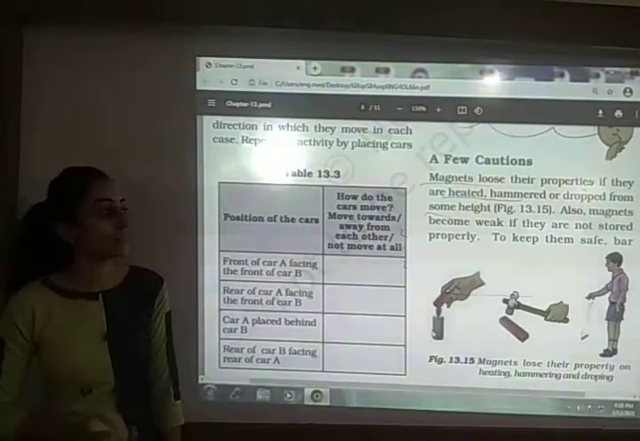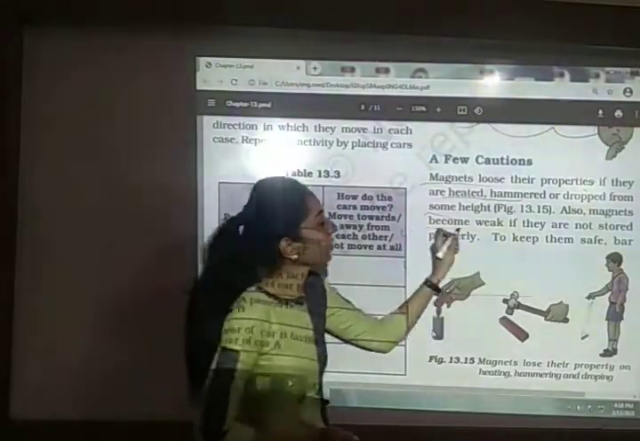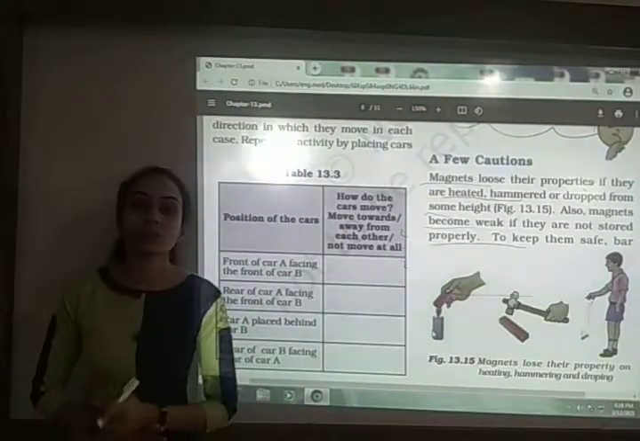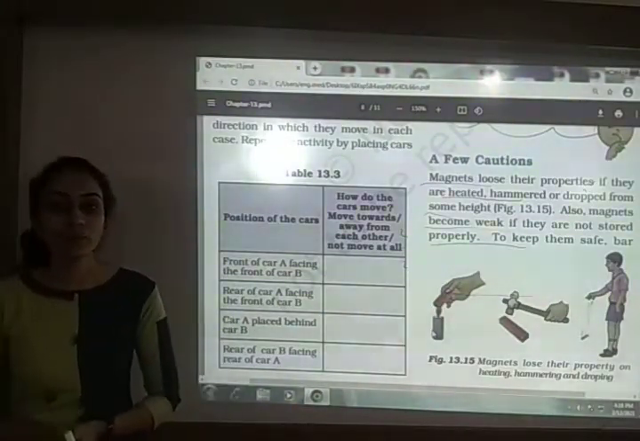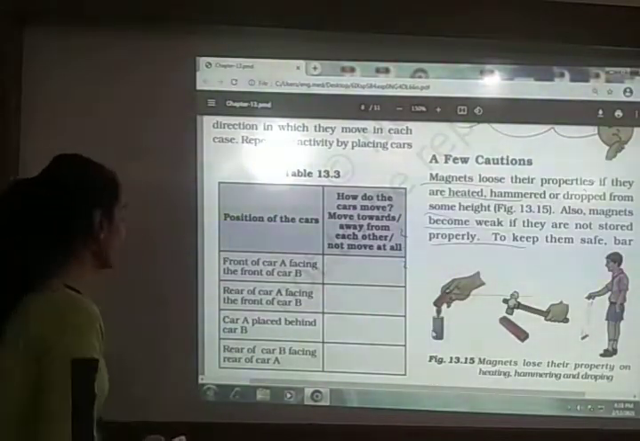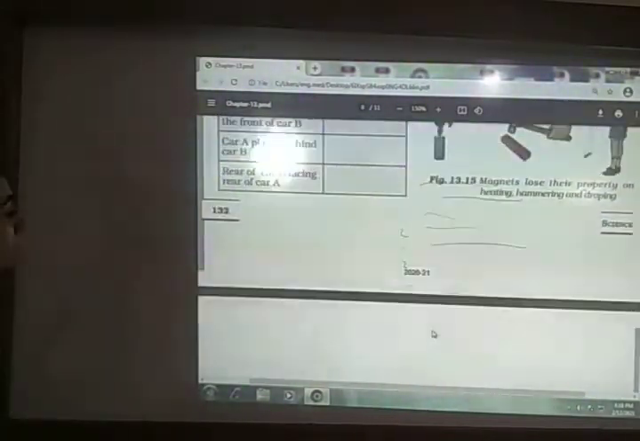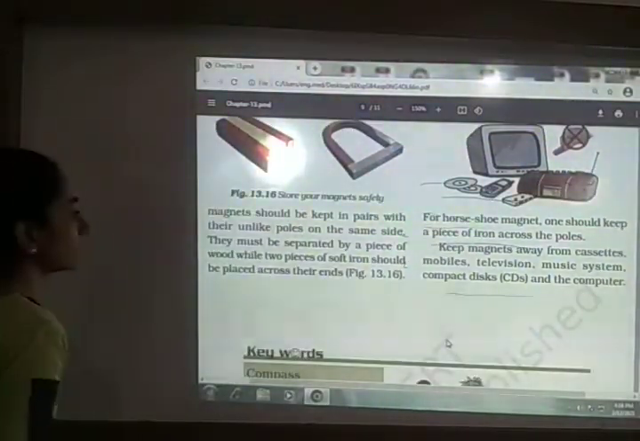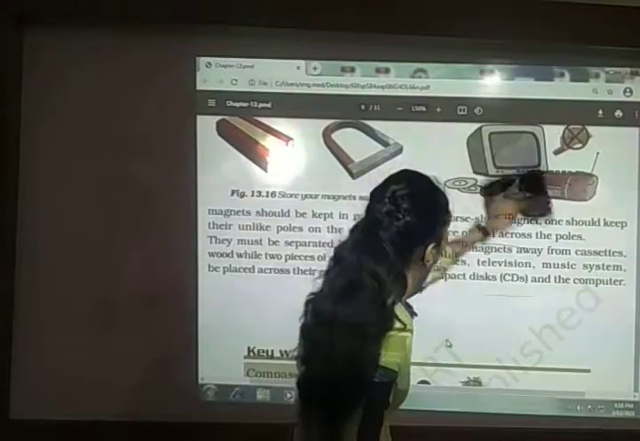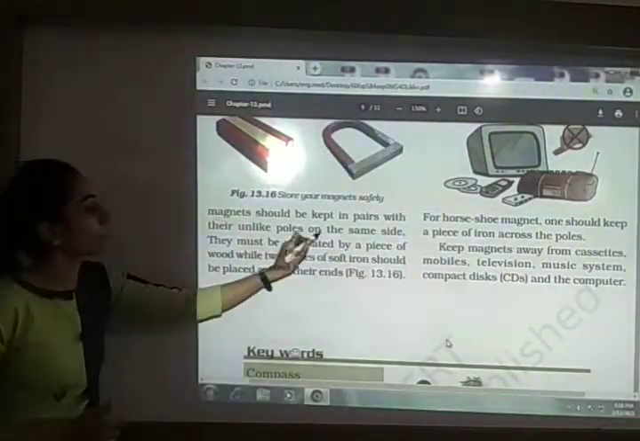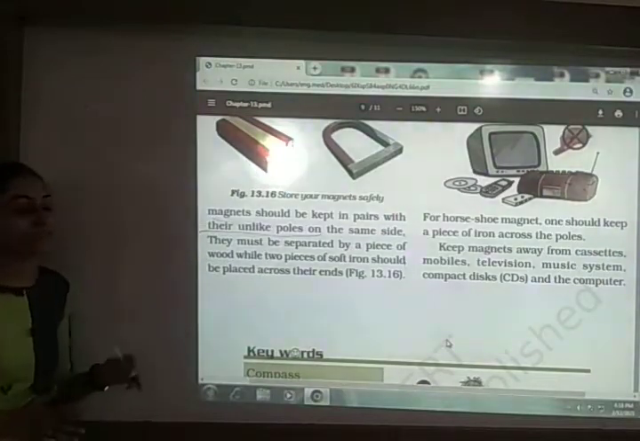It will lose its magnetism, and also a magnet becomes weak if it is not stored properly. If we are not storing the magnet properly, it will also become weak. So to keep them safe, some methods are given to you on how we can take care of the magnet. So for that, the bar magnet should be kept in pairs with their unlike poles on the same side.